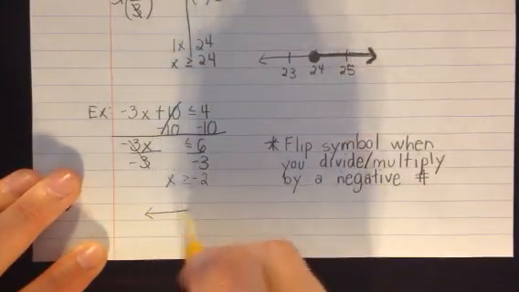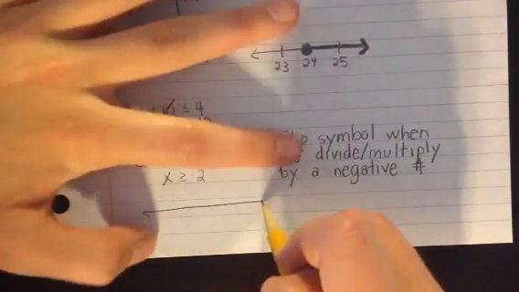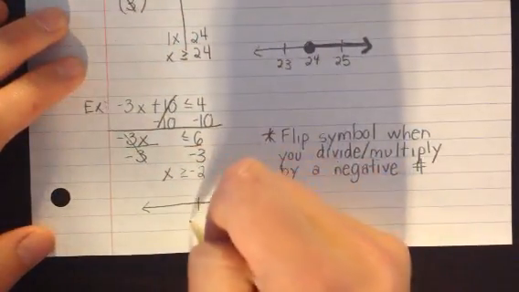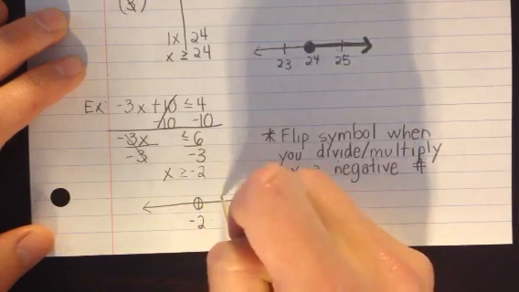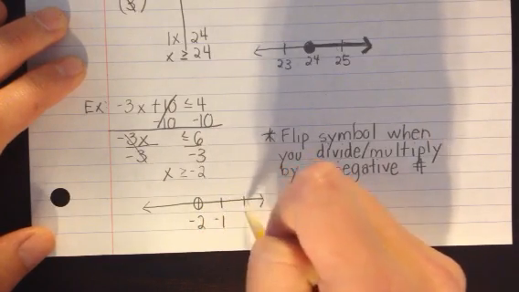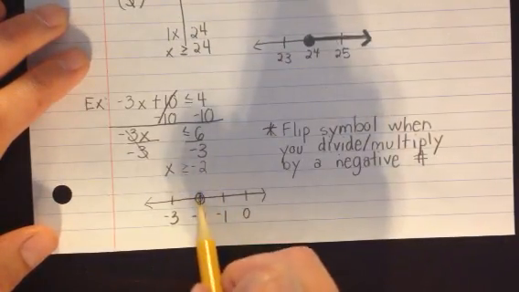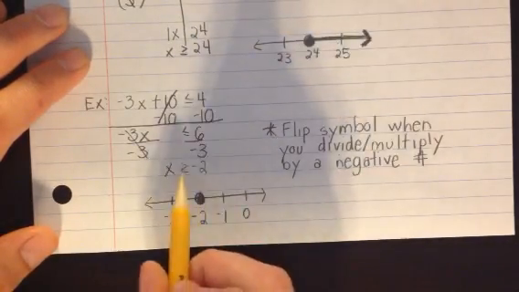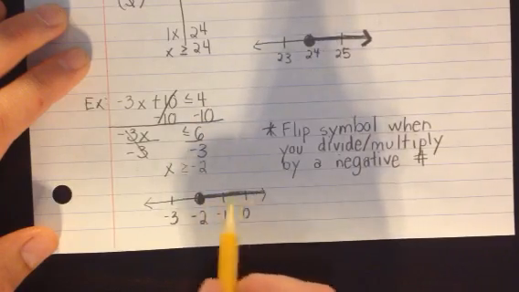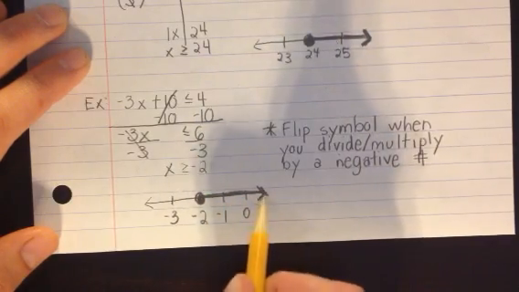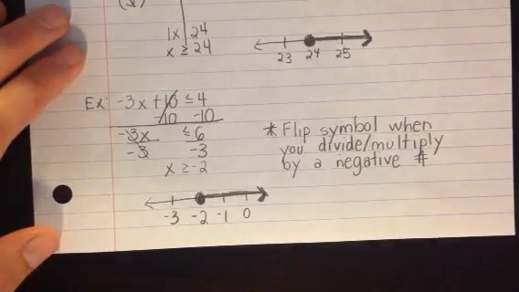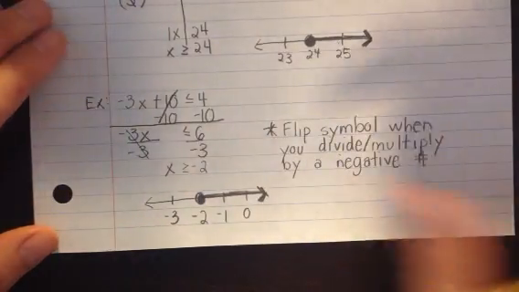And now we can go ahead and plot negative 2. And we know our circle is shaded because of the or equal to, and we know that it's pointing to the right since it's greater than. One last example.